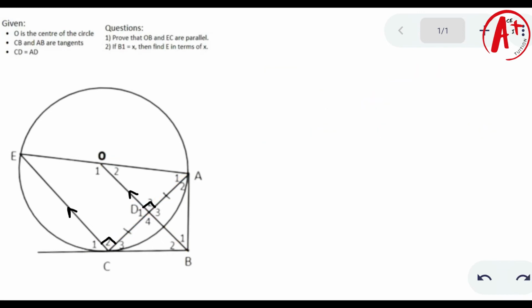The second part of the question states, if B1 is equal to x, find E in terms of x. Now let's see, where's angle B1? Angle B1 lies in the triangle BAD. So let's see what other angles we can find around angle B1. We can prove that angle D3 is 90 degrees. We can do this by saying it is vertically opposite angle D1, or using angles on a straight line, where angle D2 plus angle D3 needs to equal 180 degrees. Let's use vertically opposite angles.